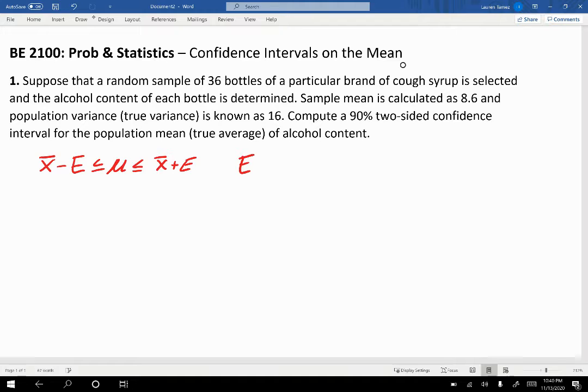And error is z of alpha over 2, I'll explain that in a second, times deviation over the square root of n. So what does all of this even mean?